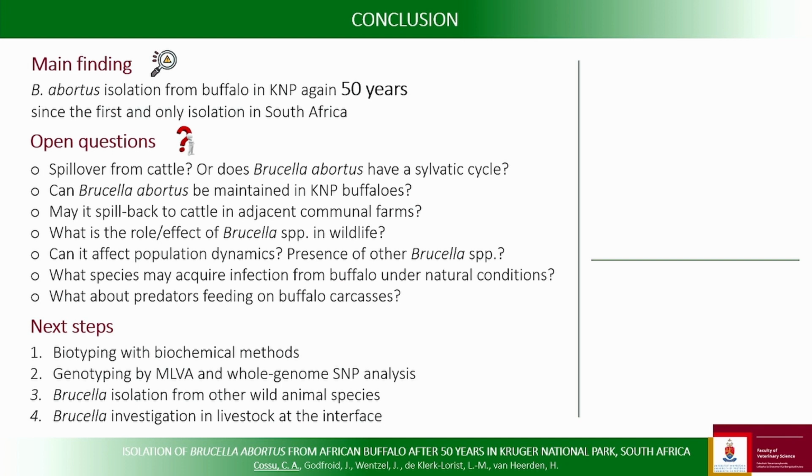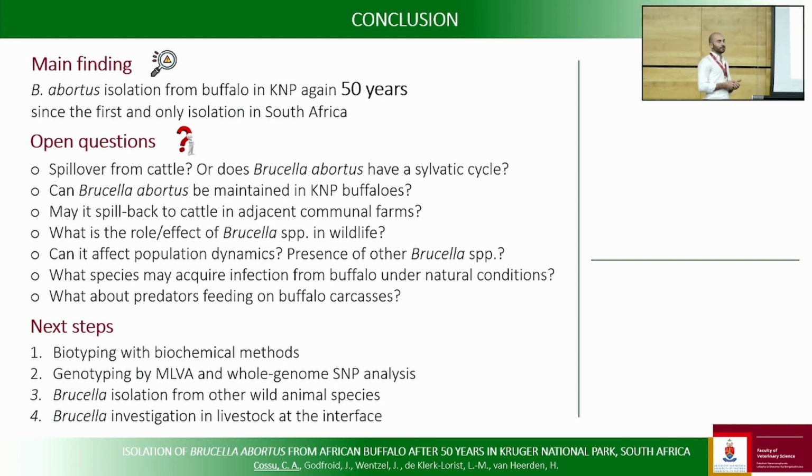And open questions are, well, what is this? Is this a spillover from cattle? Or does Brucella abortus have a sylvatic cycle? Can it be maintained in buffalo populations? Can it be spilled back to livestock? And moreover, what is the role or effect of brucellosis in wildlife? Can it affect other animal species? Are there other Brucella species besides abortus? And also, may predators be affected while feeding on buffalo carcasses?